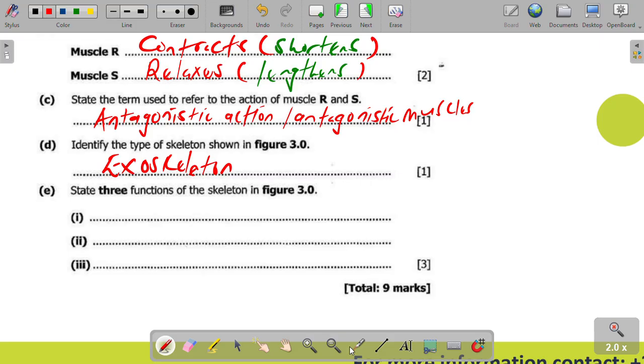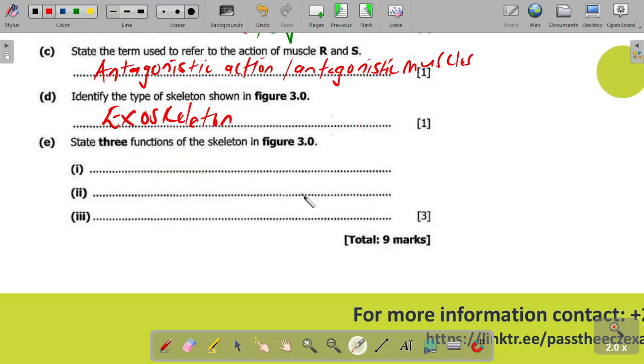Question E. State 3 functions of the skeleton in figure 3.1. What are the functions of the skeleton? What is the function of the exoskeleton? Okay, here you have your 3 marks. So you can say, number 1, protection of internal organs. You are stating, you're not explaining.